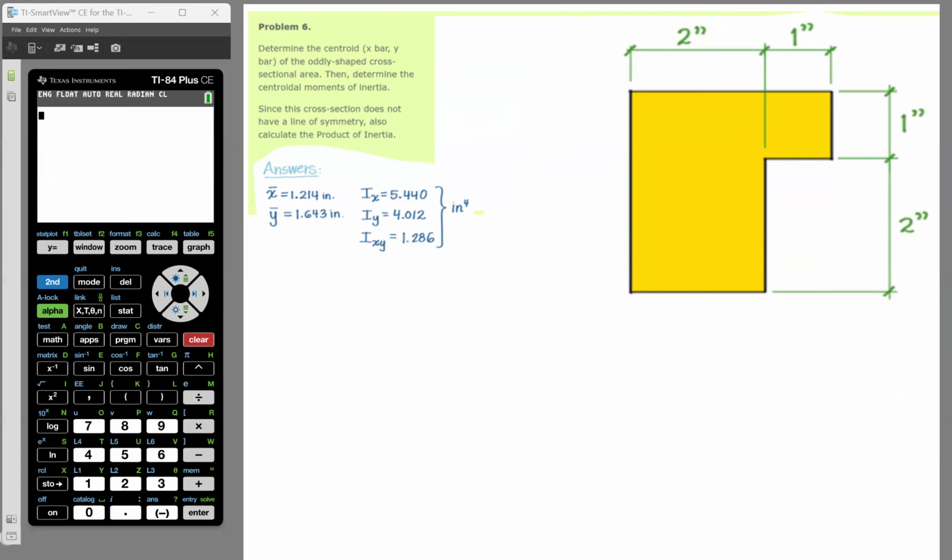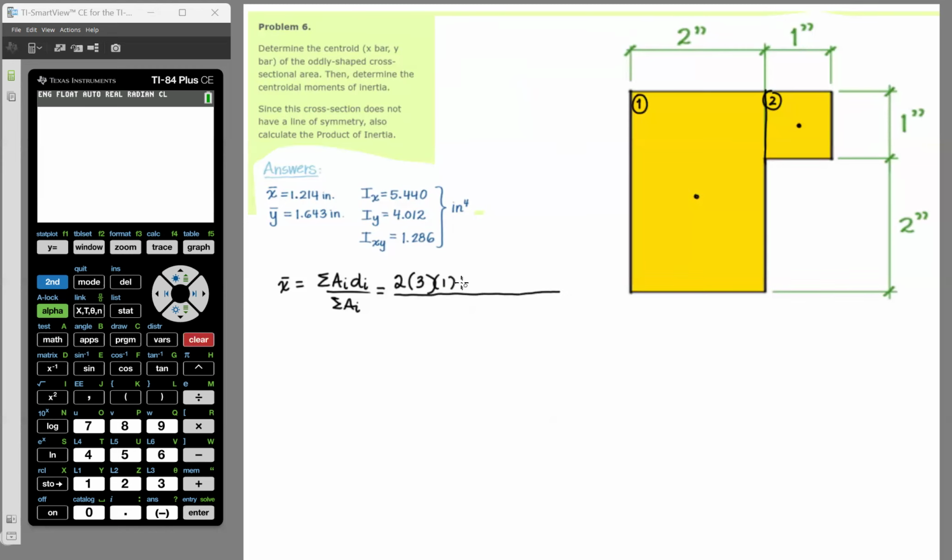All right, let's start with our X bar. So we need some shapes, and it looks pretty reasonable to do shapes 1 and 2 and put in the centroids of each one. X bar is equal to the summation of the areas times their distances over the summation of the areas. First term, A1 D1. First area, base of 2, height of 3. Distance from here to here is half of 2, or 1.